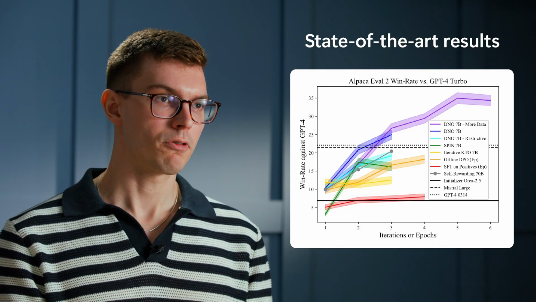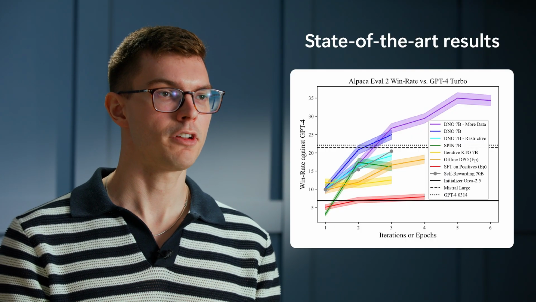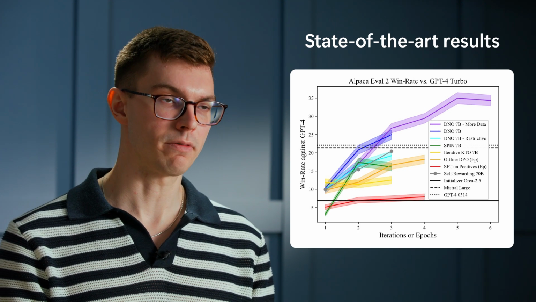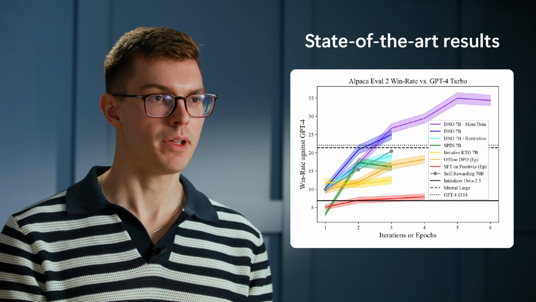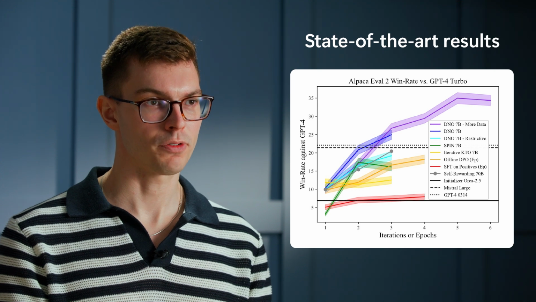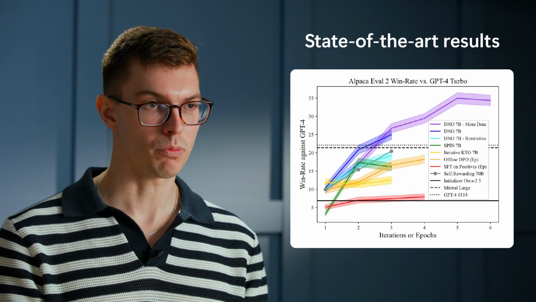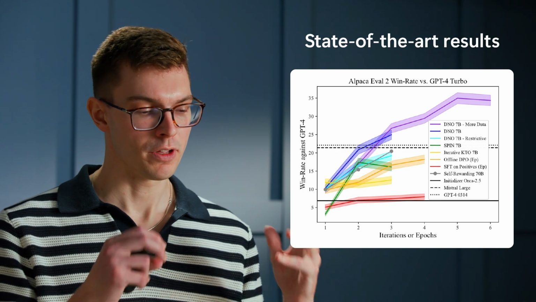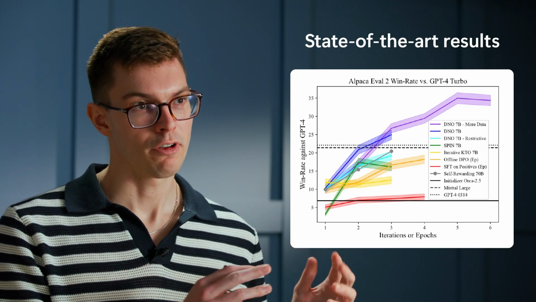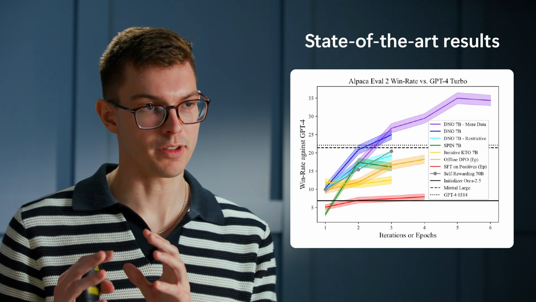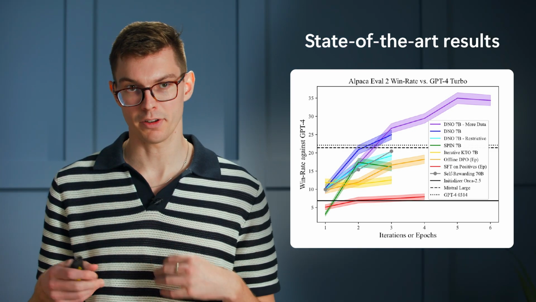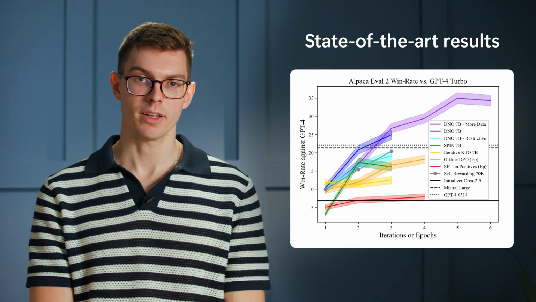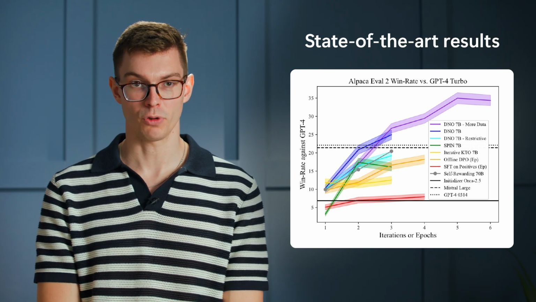If you implement this algorithm correctly, you will find state-of-the-art results on several benchmarks, including this one, which is Alpaca-Eval 2. This benchmark basically measures how well language models follow instructions and align with human expectations. This benchmark computes a win rate of the language model's outputs versus a powerful reference, in this case GPT-4, in a side-by-side comparison. The y-axis is the win rate, and the x-axis is the amount of iterations of training.